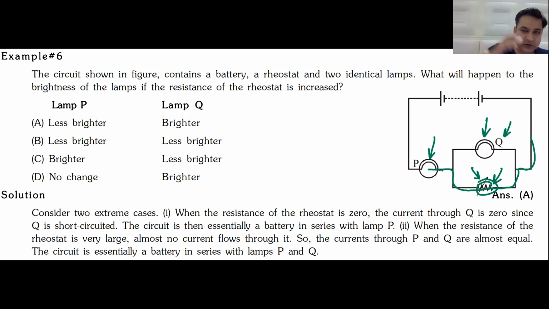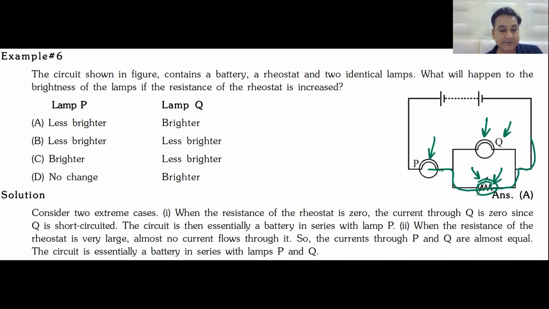So that means from 0 to infinity, what is happening? P is getting dimmer and Q is getting brighter. Yes or no? That's it. Simplest explanation, the answer. Do we get this? This is how you must think. Again, a question where you have to think.